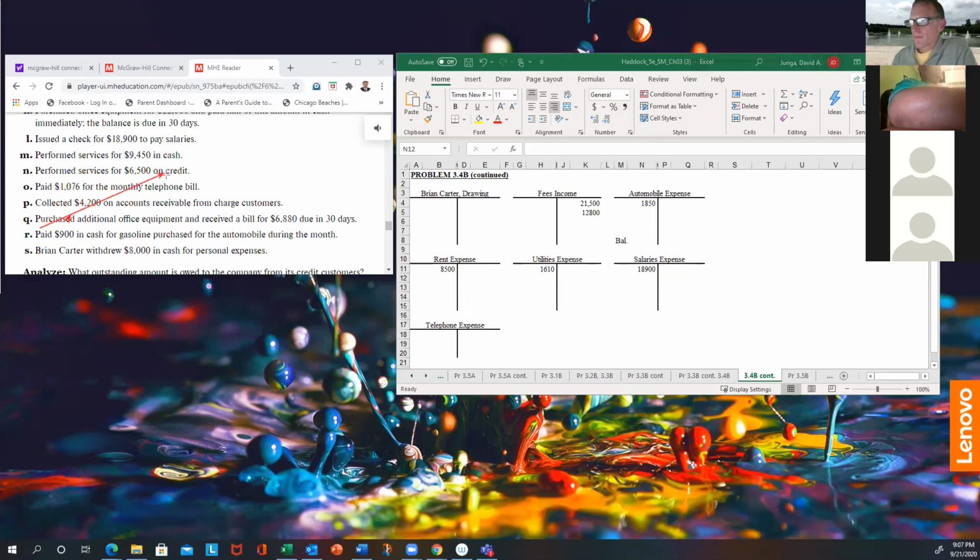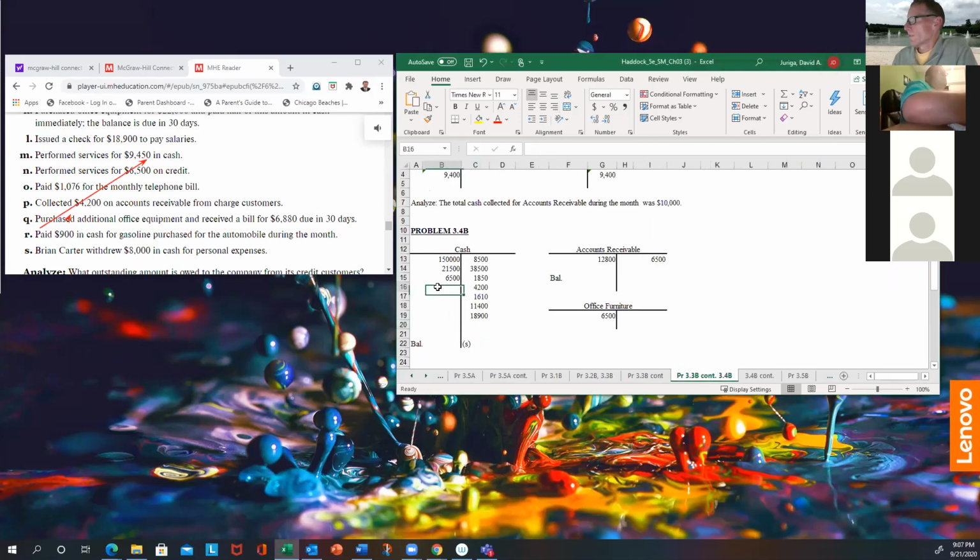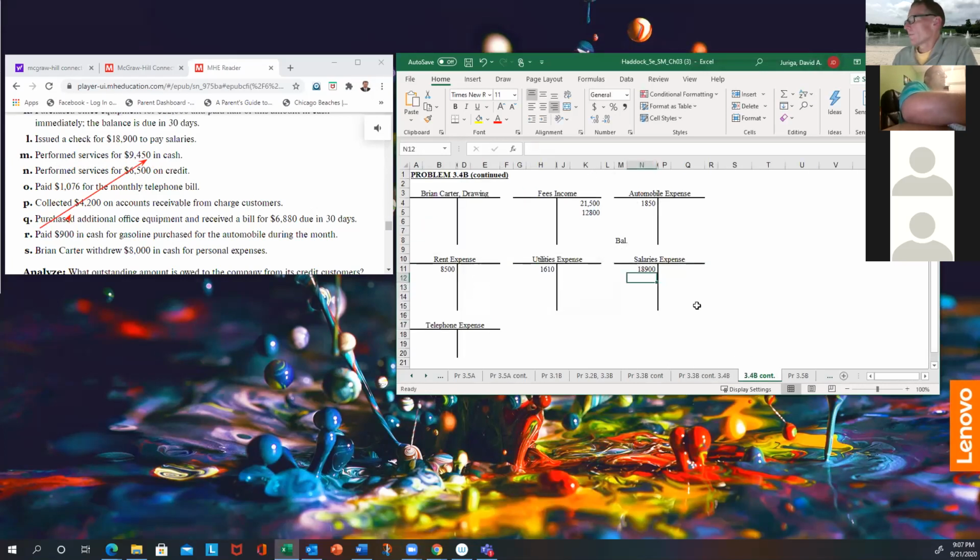Okay. Now, letter M and N, just like before, two of them, both of them are performed services. One is cash, the other one is credit. So performed services cash on this one, $94.50. We'll say debit cash, $94.50, increase cash, and then go to fees income. Your credit fees income.